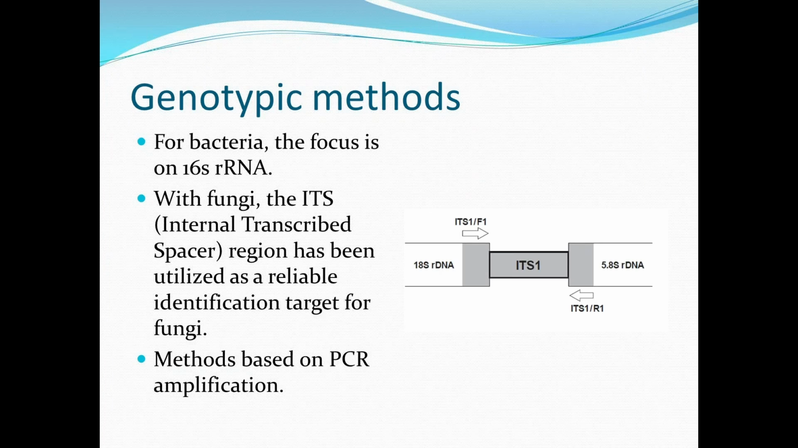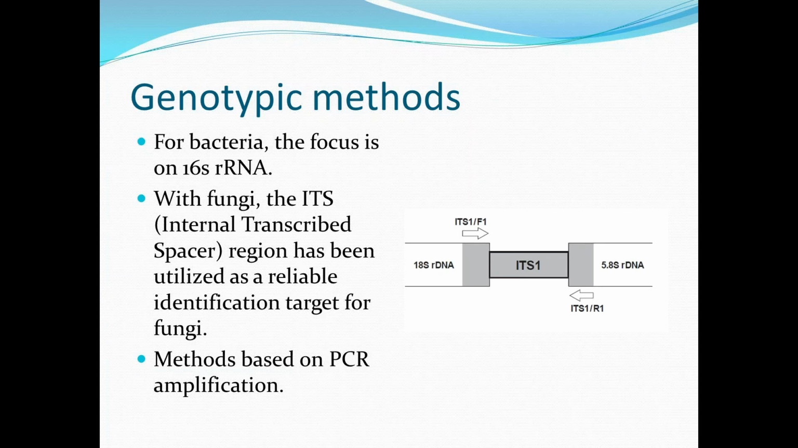With fungi, there are two major sequencing targets for fungal identification, and these are the D1, D2 region of the large ribosome subunit, what's called the LSU, and also the internal transcribed spacer regions, which are often abbreviated to the ITS1 and ITS2. And the genotypic methods for fungi are based on PCR amplification and sequencing. Now, this requires very specialised technology, and I'd imagine in most cases something that needs to be outsourced.